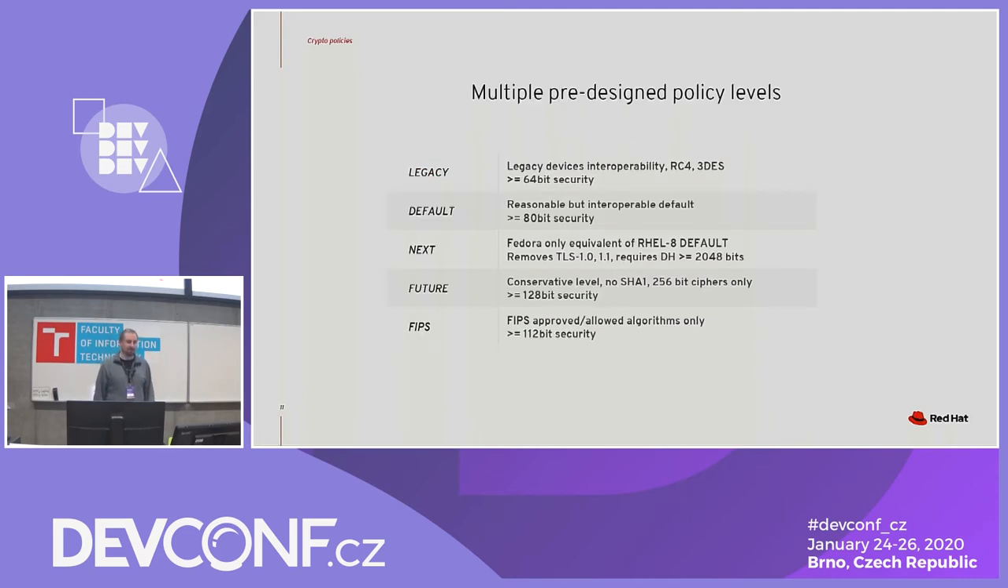And the pre-designed policy levels are described here. We have LEGACY for legacy devices interoperability, and the DEFAULT policy, which is the default one. This list is actually for Fedora, because on Red Hat Enterprise Linux 8, the NEXT policy of Fedora is the default one, and we will probably do it for the next Fedora release as well. The FUTURE policy is a kind of conservative policy which disables many things, and you won't probably be using this level on normal system usage, but you can use it for testing whether your application is prepared for future changes. And there is a special policy, FIPS, which enables only FIPS approved and allowed algorithms.